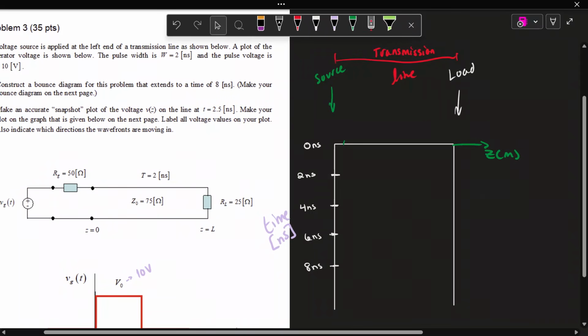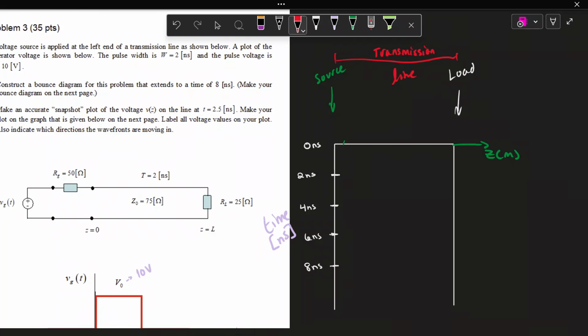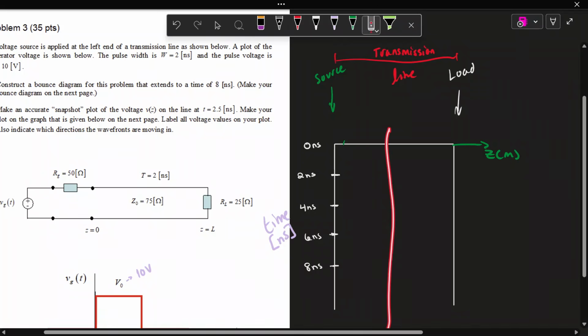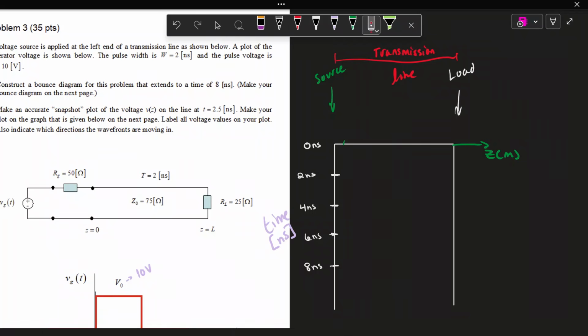This is the way they do it. You can do it this way if you want. Just know this is going to be 0 and this is going to be some L. L is the distance from source to load. That'll make more sense when you have to do an oscilloscope trace or some sort of voltage with respect to the length it goes down. You will have to draw, of course, a line going straight down, and you have to plot the voltages with respect to that length.